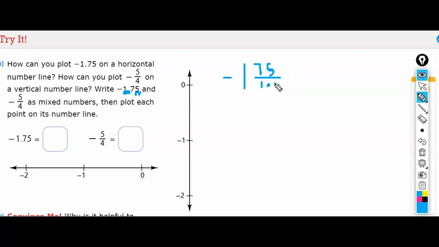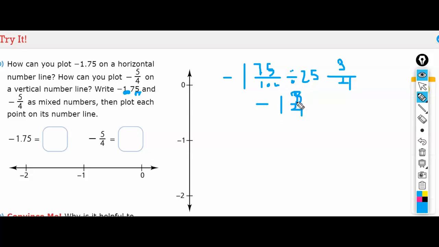And then we have to simplify this 75 over 100. We can divide by the greatest common factor. I'm thinking it would be 25. So then, let's see, 25 can go into 75 3 times, and then 100 divided by 25 would be 4. So we have negative 1 and 3/4.